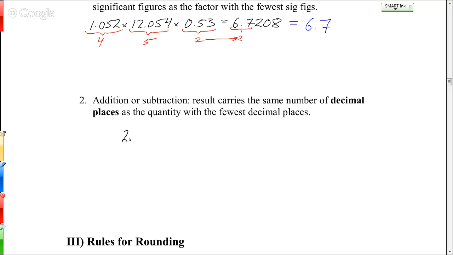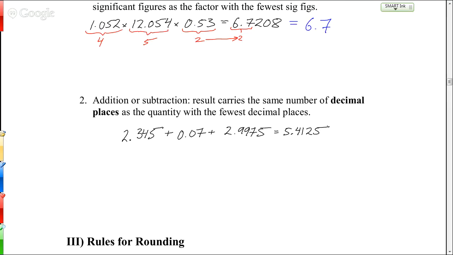So 2.345 plus 0.07 plus 2.9975 is, whoops, not 5.4125. So how do you decide the significant figures there?